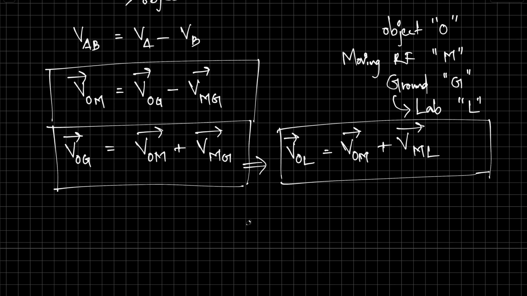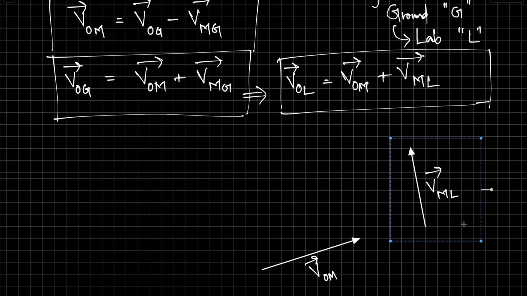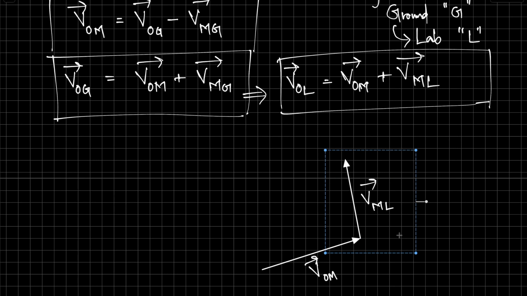So let's draw vectors. This is vector VOM. This is vector VML. To find VOL, I'm going to take this vector and place it here. Now two vectors are back to back, tail to head, tail to head. VOL should be the resultant of these two vectors. So how do you draw VOL? From the starting point all the way to the ending point. That's VOL.